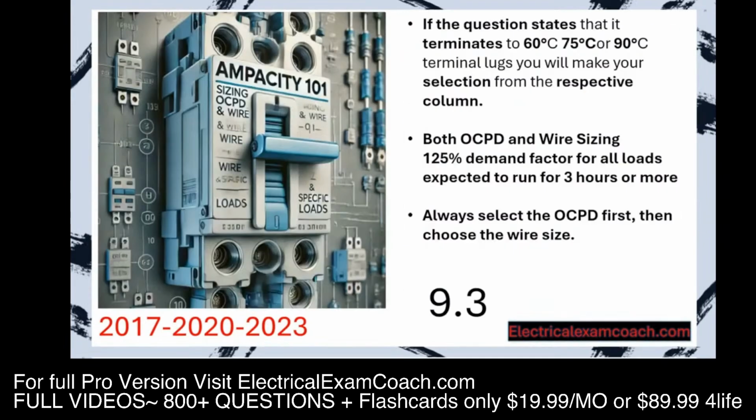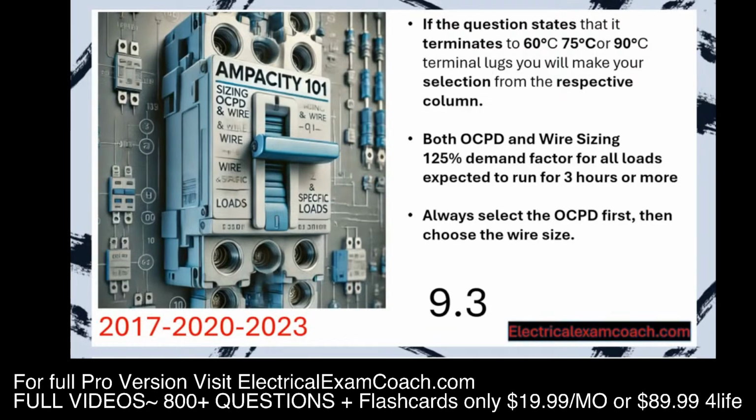Hey everyone, welcome back. I am the electrical code coach from electricalexamcoach.com. And this is lesson 9.3 in our video series. In this lesson, we're going to be sizing the overcurrent protective device and the wire in the same question for all of these loads, for continuous and non-continuous.